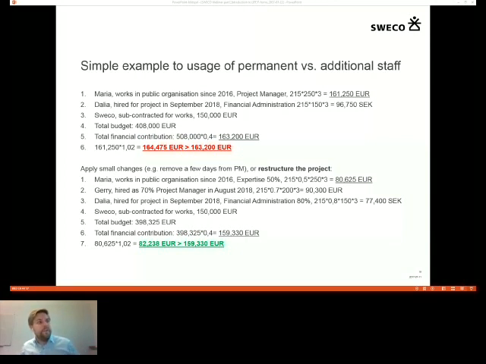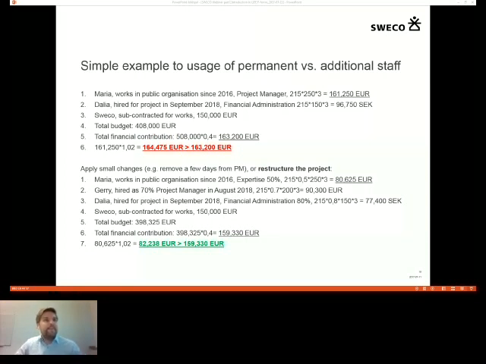The total financial contribution of this specific public organization will be 163,200 euros, which is, it should say, of course, 408,000 times 40%, which is 163,200 euros.